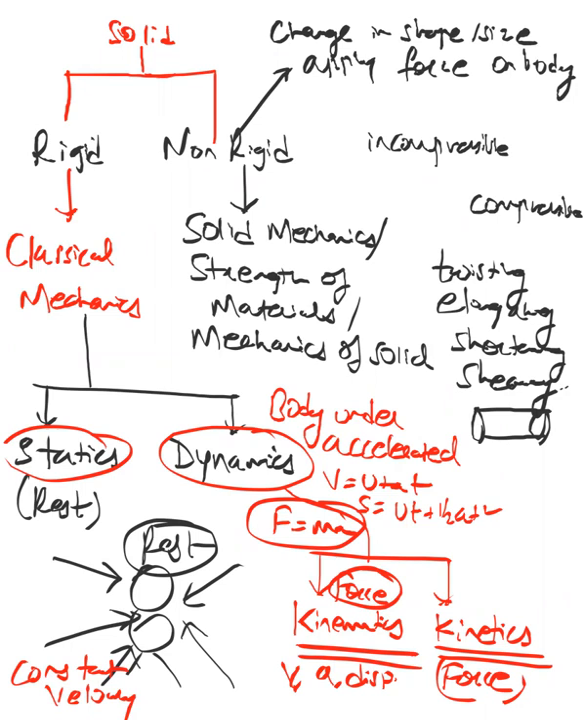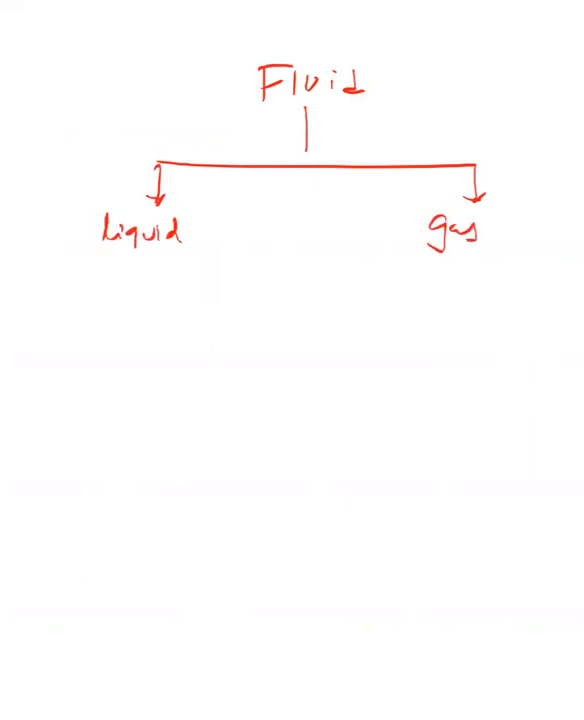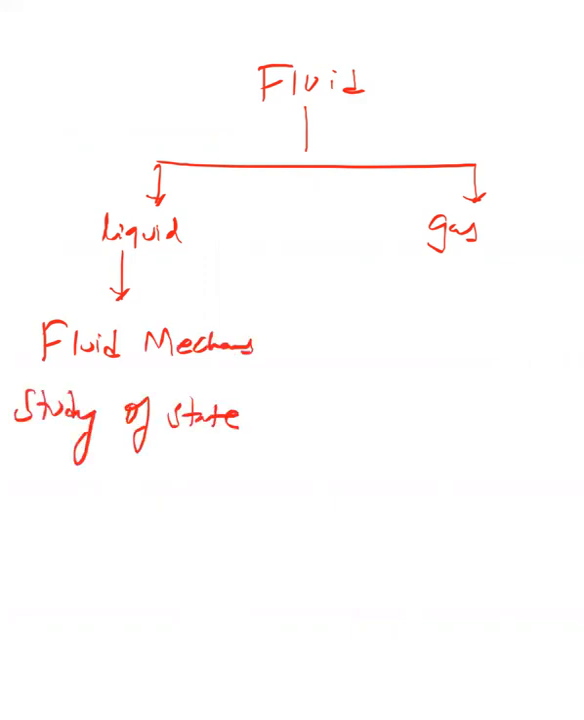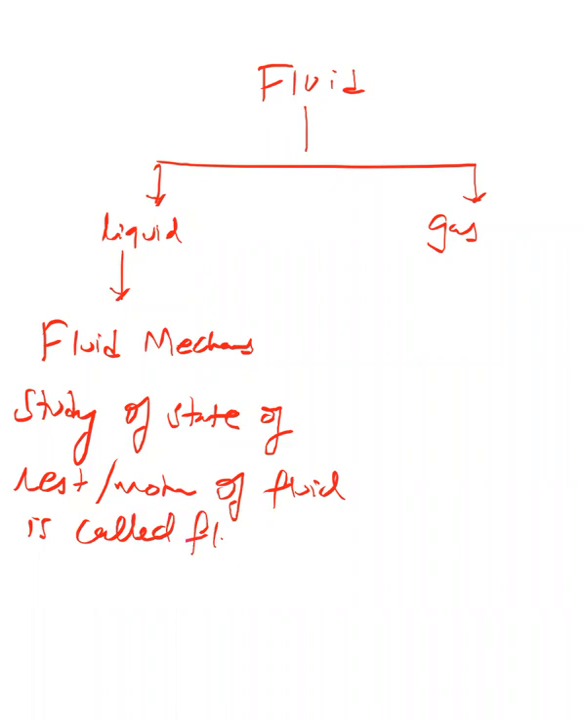Clear? Then coming to the fluid part. Now I'll talk about the fluid part. So in fluid also I told you there are two types of fluid. One is the liquid, another is gas. Okay. So what will happen to the liquid when you apply force on the liquid? That is basically studied under fluid mechanics. That subject is called what? Fluid mechanics. Again, it has got a definition. The study of the state of rest or motion of the fluid, okay, under the application of some force, is called fluid mechanics, right?